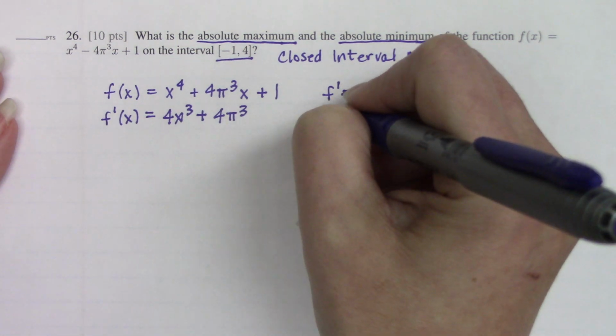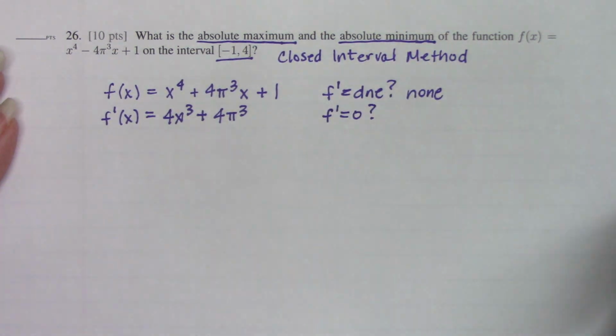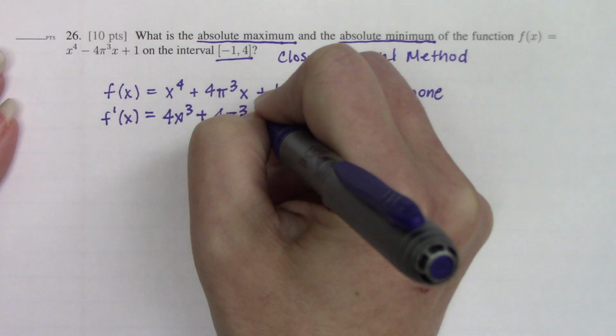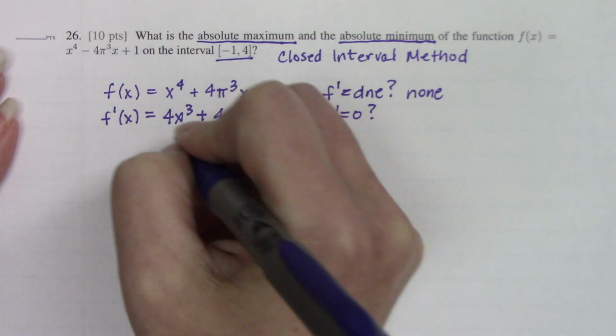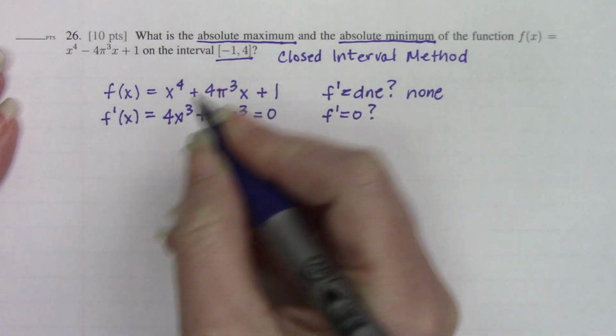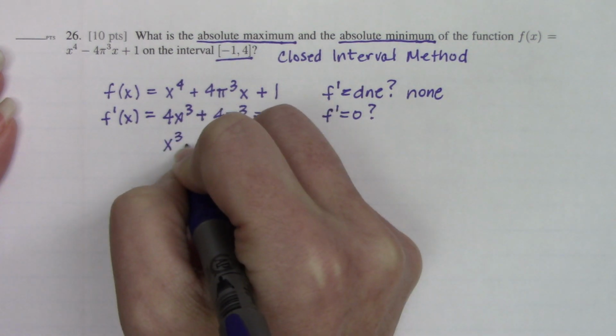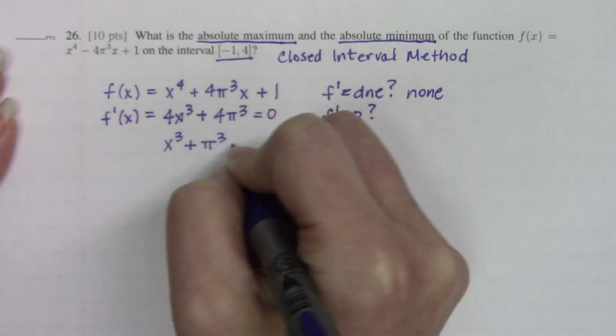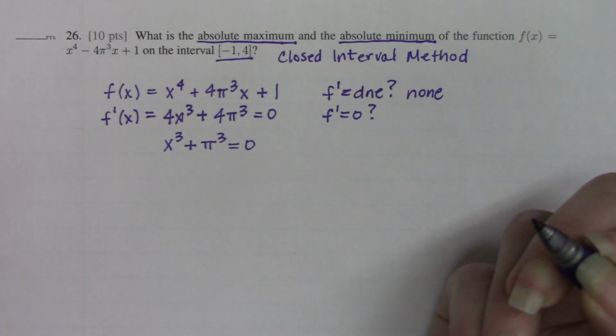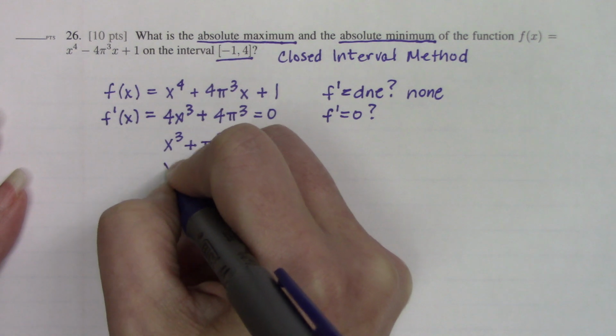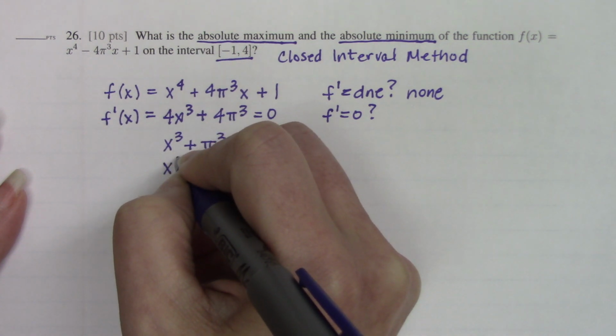Then we also need to look for, are there any places where the derivative is 0? So we're going to set this equal to 0. I see both terms have a 4 in them, so I'm going to divide the whole equation by 4. All right, and then we want to solve for this, so x cubed.